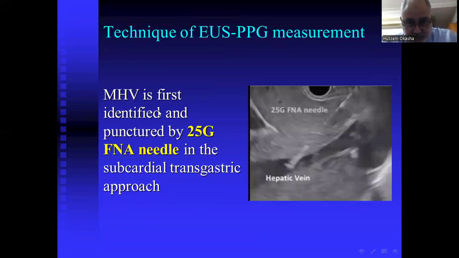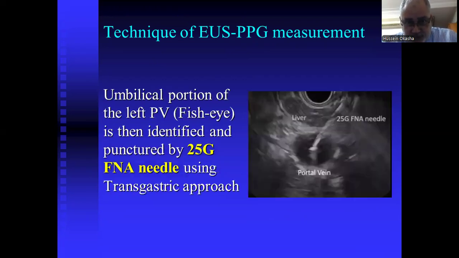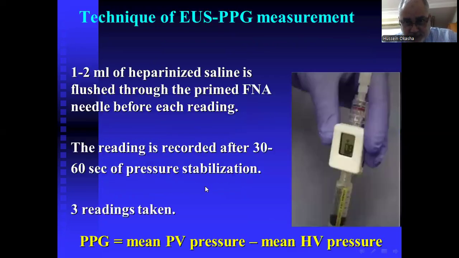The technique is to target the middle hepatic vein, which is first identified as we described in segmental liver anatomy. So segmental liver anatomy is very important to locate the middle hepatic vein just below the caval. It is punctured by a 25G FNA needle in the subcardial transgastric approach. And then the umbilical portion of the left portal vein, the fisheye appearance as we previously mentioned, is identified and punctured by a 25G FNA needle also using the transgastric approach.